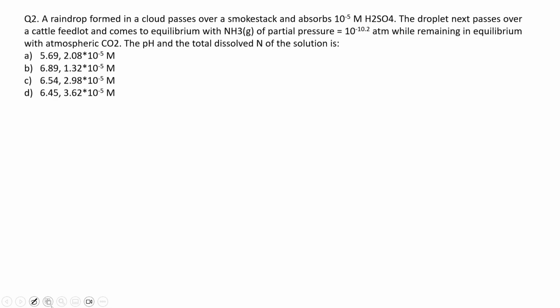So there is a raindrop in the atmosphere, and while passing over, it absorbs some H2SO4, and again it passes over a cattle feedlot and absorbs ammonia gas. Since it is in the atmosphere, it is in equilibrium with ammonia as well as the CO2 gas in the atmosphere. So we have to find out what is the pH and what is the total nitrogen concentration of the solution. So let's see. For this question, we are also going to use Visual MINTEQ.